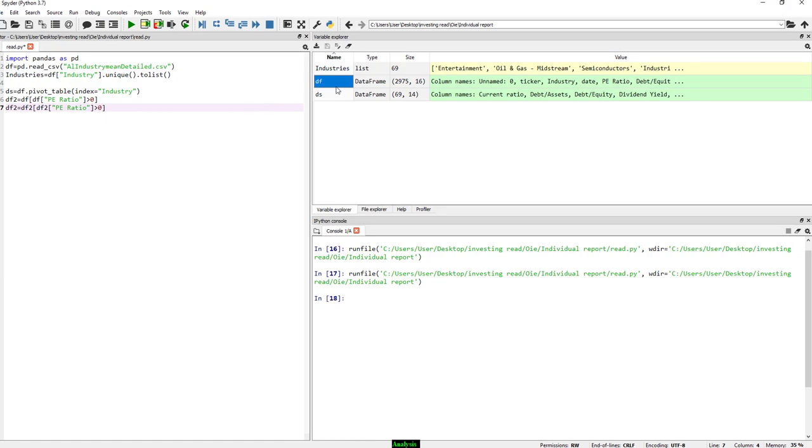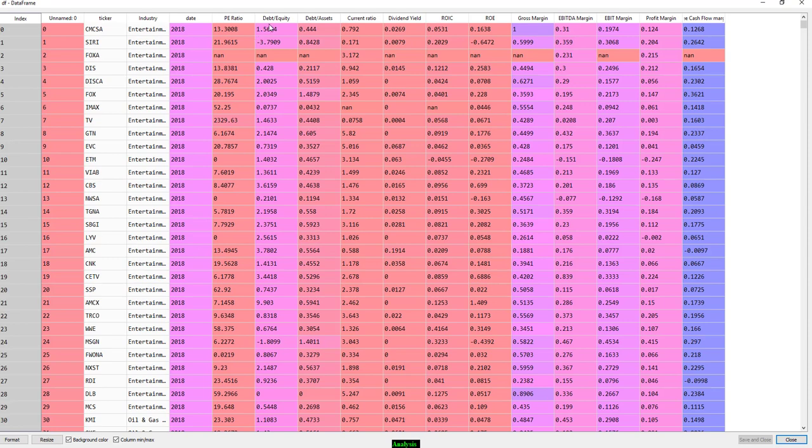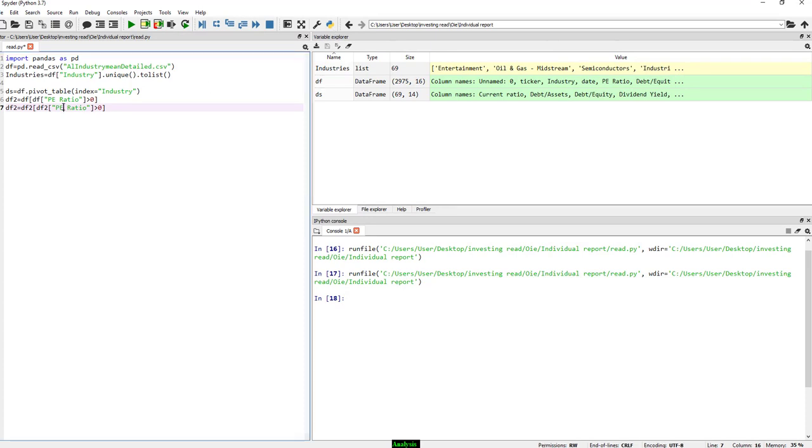Did I show something different? Debt to equity and debt to asset. Okay. This is the first time I'm making a video, so sorry guys.